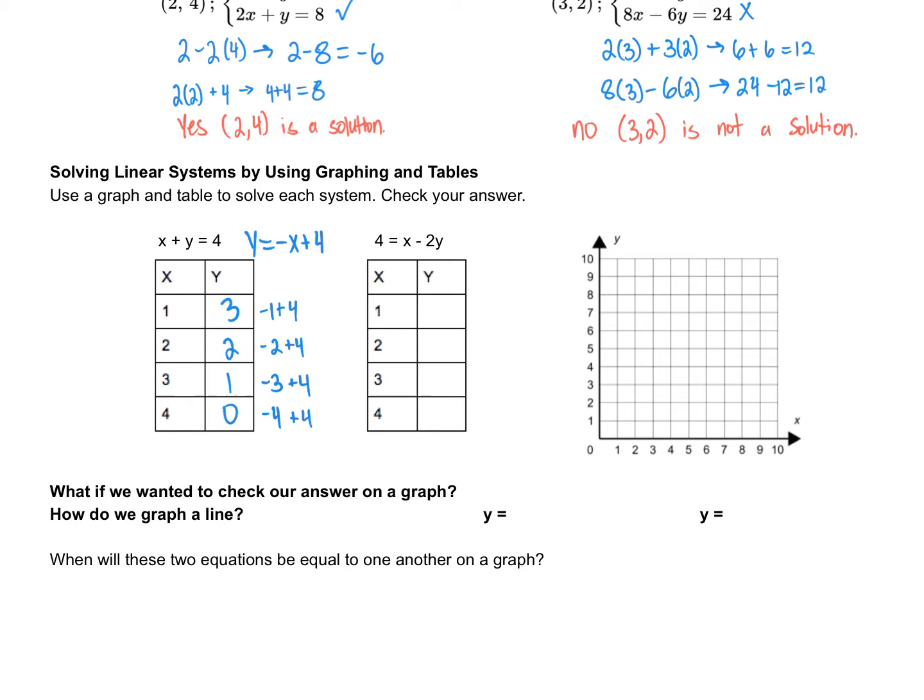So let's go to my graph. 1, 3, 2, 2, 3, 1, 4, 0. So that's the first line.